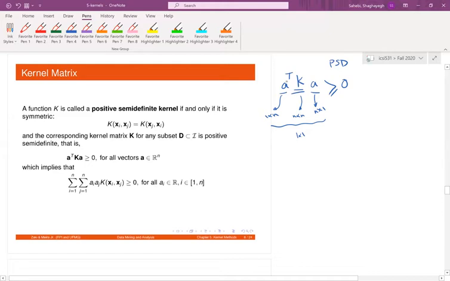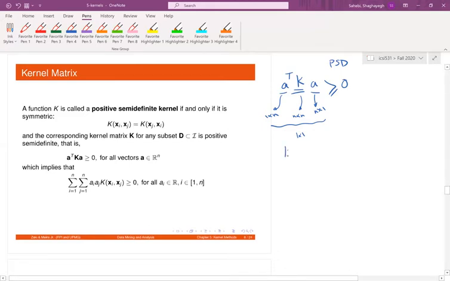If for all the n by 1 A's we have this situation for K, then our K is positive semi-definite. Kernel matrices must be positive semi-definite. Also, they should be symmetric, right? A part of being positive semi-definite is that it should be symmetric.